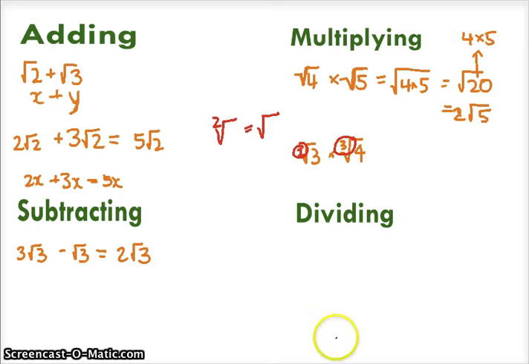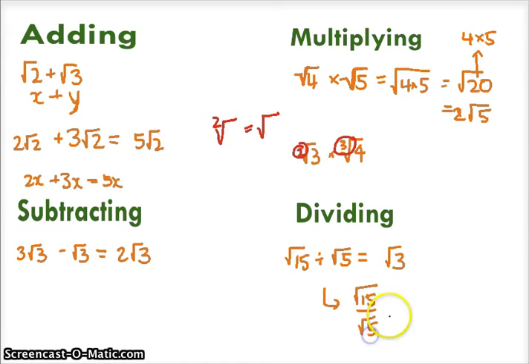Okay, so when we divide, it's the same thing. Let's say we have root 15 divided by root 5. We just divide the numbers inside, so we get root 3. We can also think about this as making a fraction, so root 15 over root 5, which I mentioned in the previous video, is also equal to root 15 over 5 in the same radical, which also equals root 3, so you can do it either way.